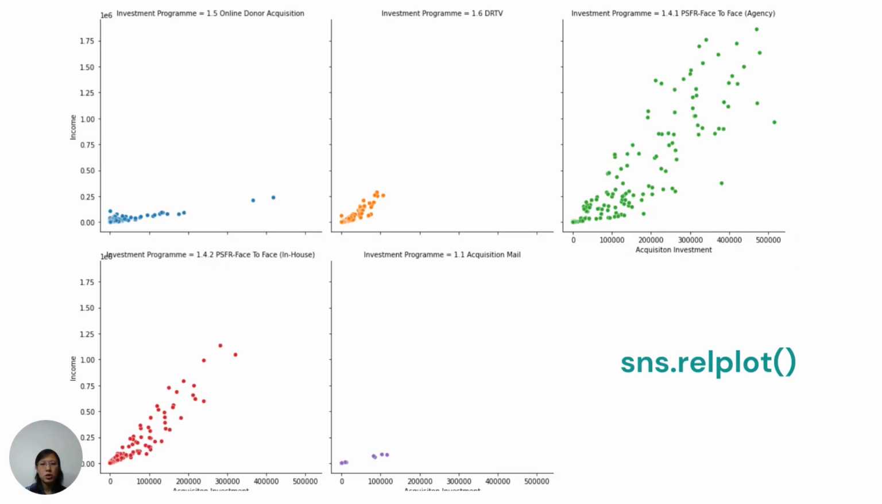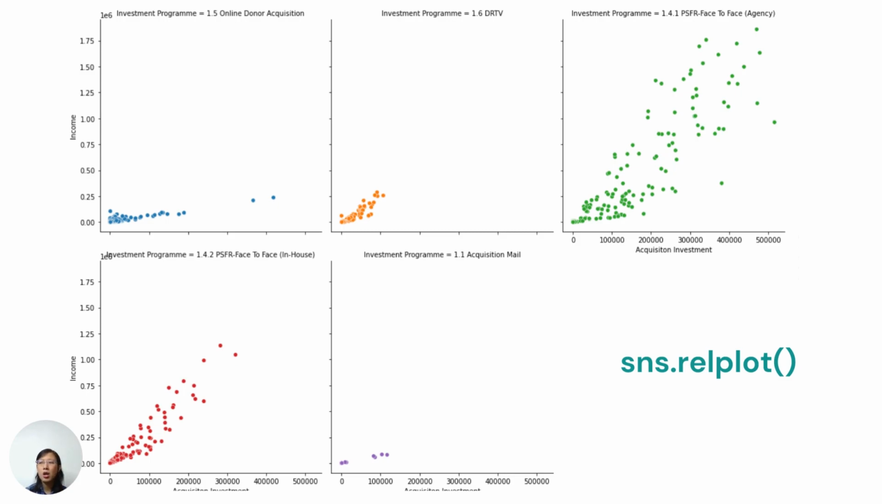Okay. So this is the result you will generate. We can see that by using these subplot properties, even though all the investment programs have a high correlation between income and acquisition investment, the coefficient, the strength of the correlation, is different. So for instance, income and acquisition investment for the face-to-face program, either agency or in-house, have a higher correlation compared to the online donor acquisition.